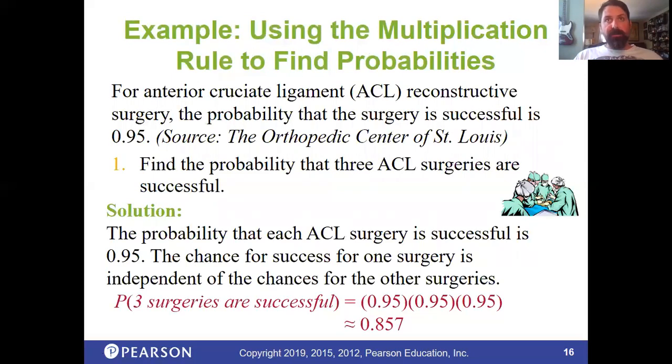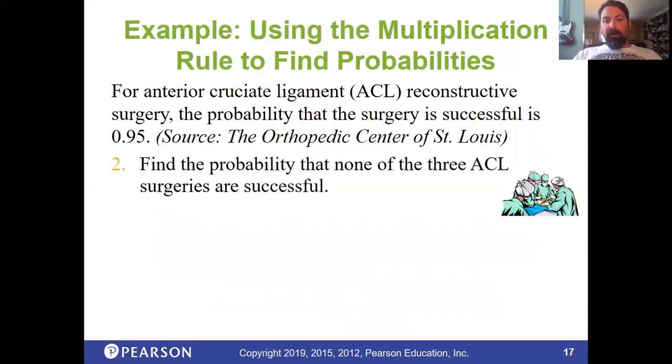So the first could have been a failure, or the second, or the third. Or it could mean 2 failures, or all 3 failures. So keep in mind, the complement of all is not none. The complement of all is not all. So we want to find the probability that none are successful. It's not the complement of them all being successful.